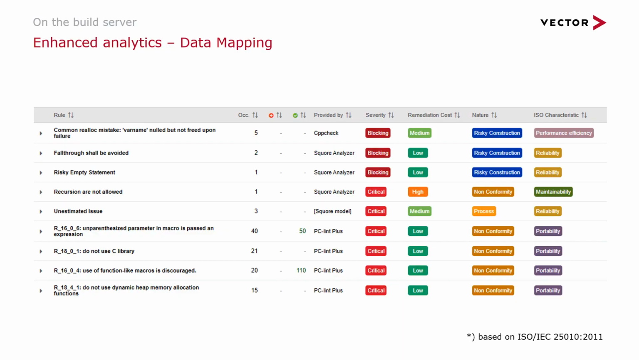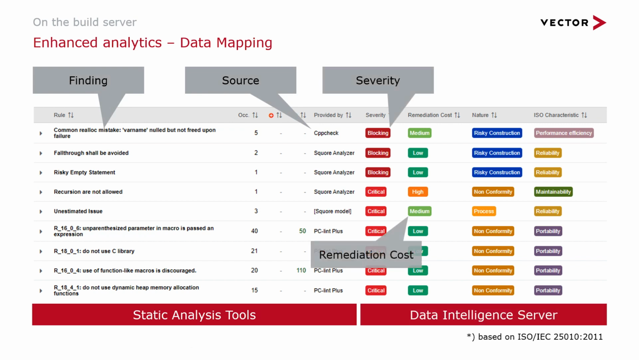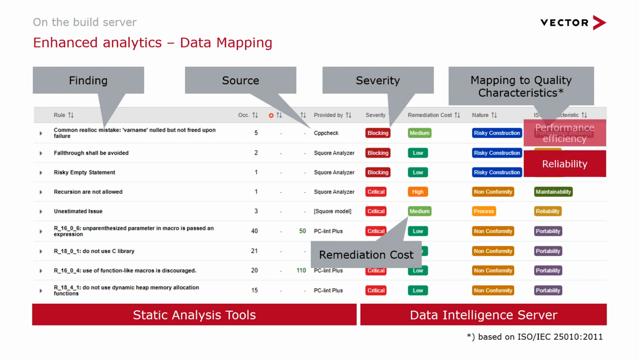An additional thing that these analysis servers can do is implement analysis models that can even give us more information. What we see here is a list of code findings from static analysis tools. And what the data analysis tool, the data intelligence server, can do now is add information to that. It can add a severity to each finding that we have. It can map remediation cost based, for example, on experience. And it can map this to quality characteristics like reliability, performance efficiency, maintainability, portability.